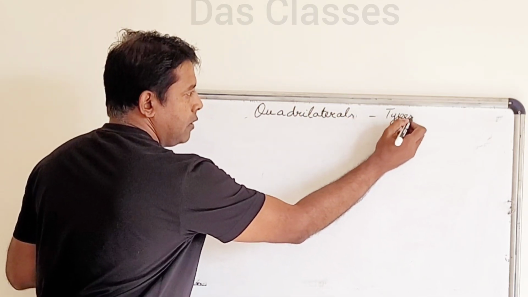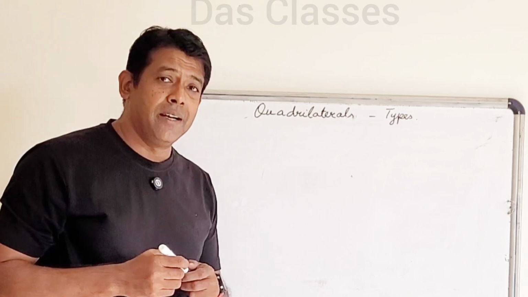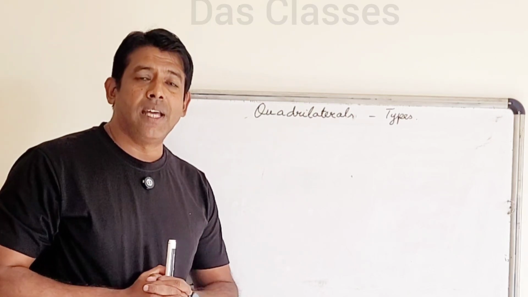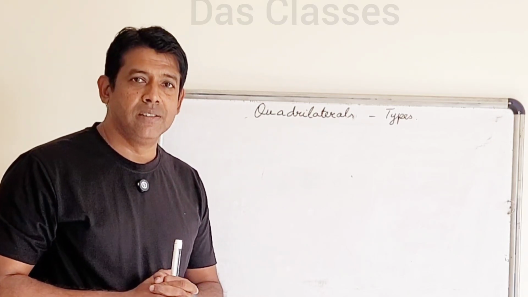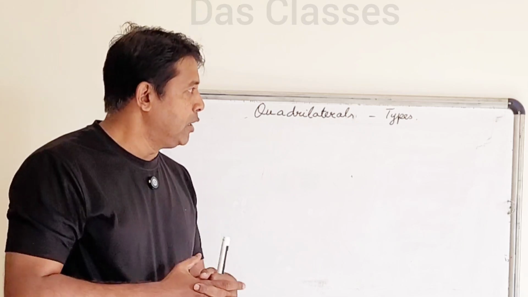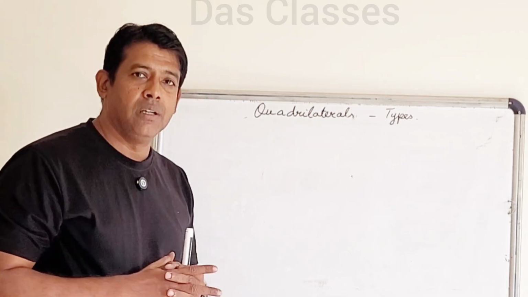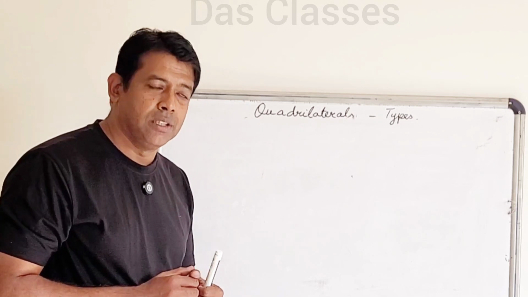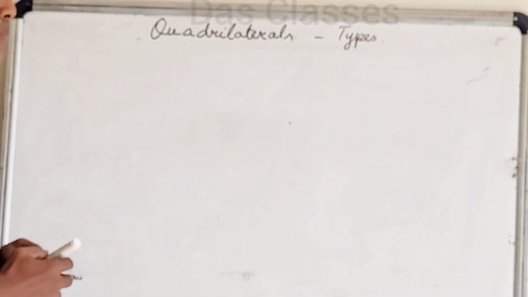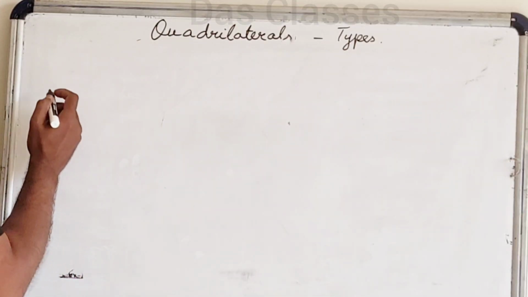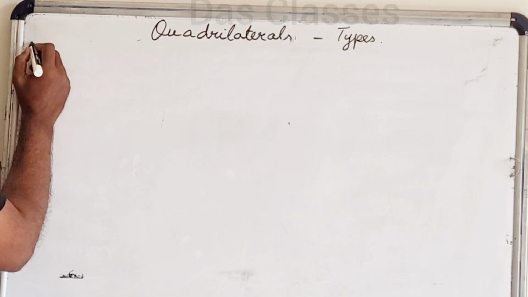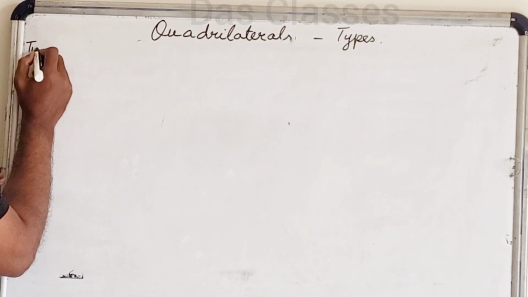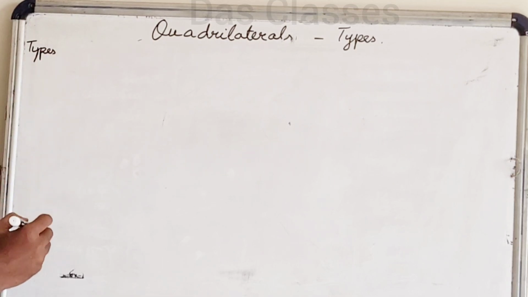Okay. So before I start, my name is Santanu Das and I've been teaching for the last 27 years. And here I will try to explain with examples how to identify and how to use the properties. So let's start. In quadrilaterals, first of all, let's write down the types of quadrilateral.